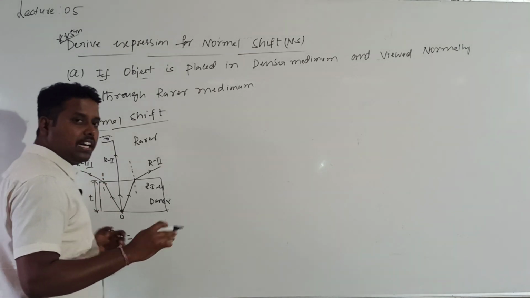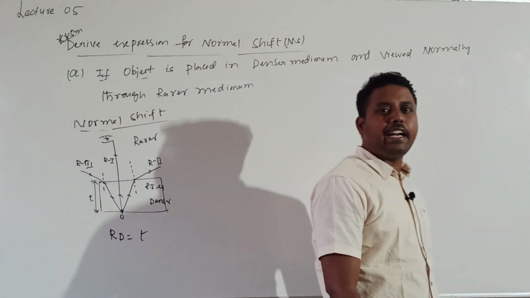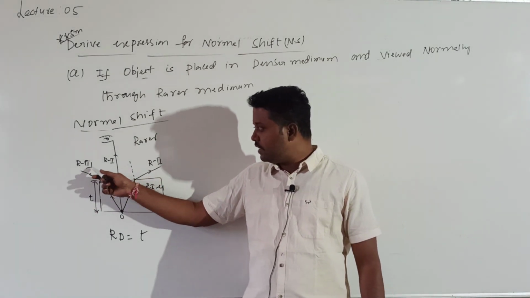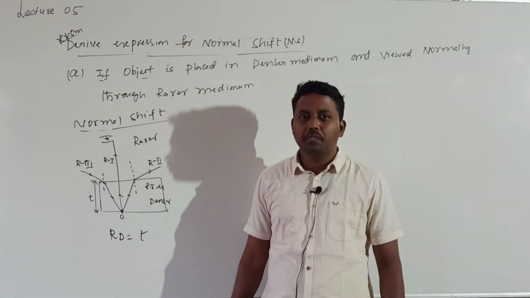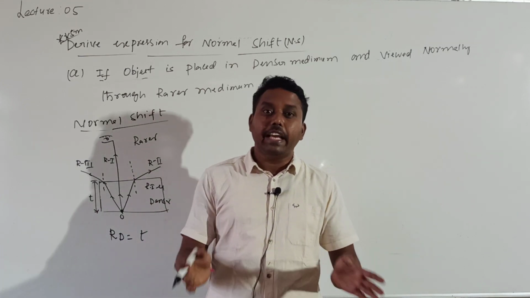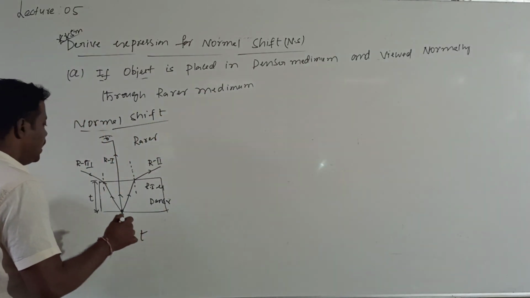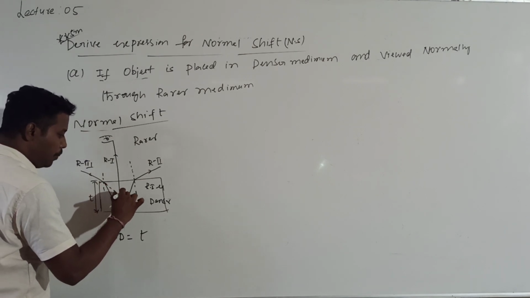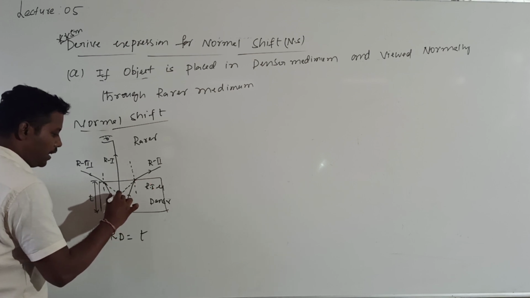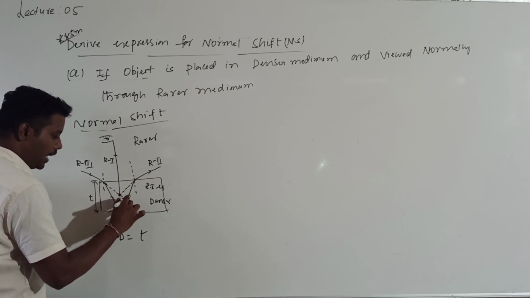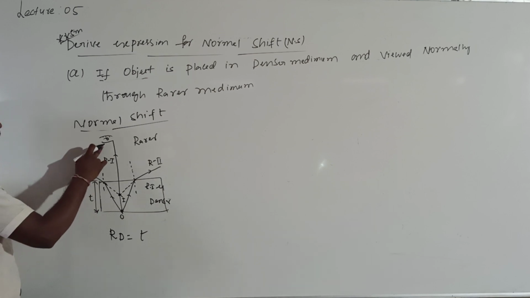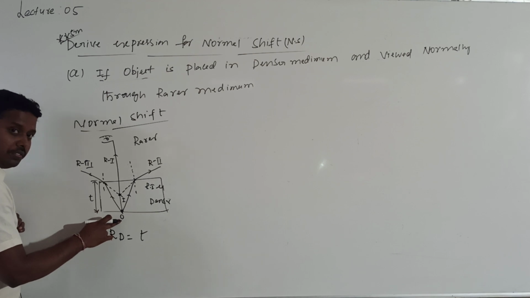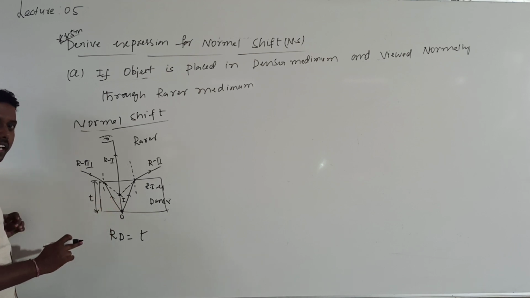But the 3 light rays will never converge. Is it possible for these 3 rays to meet at a point? No, they will never converge. They appear to be diverging, coming from a single point. That point is where you will get the image I. For the viewer who is viewing in the rarer medium, though the object was there at O, the object will appear at I.